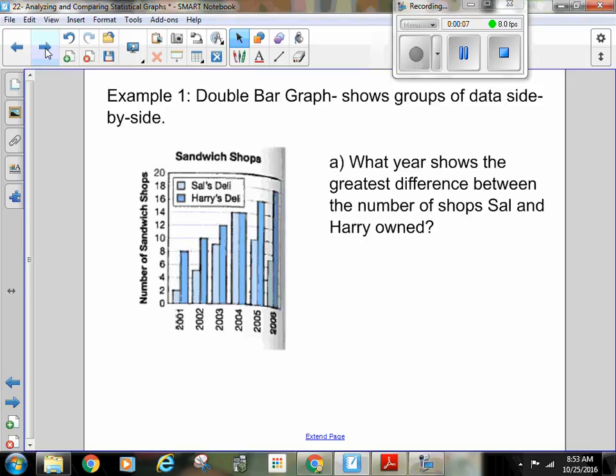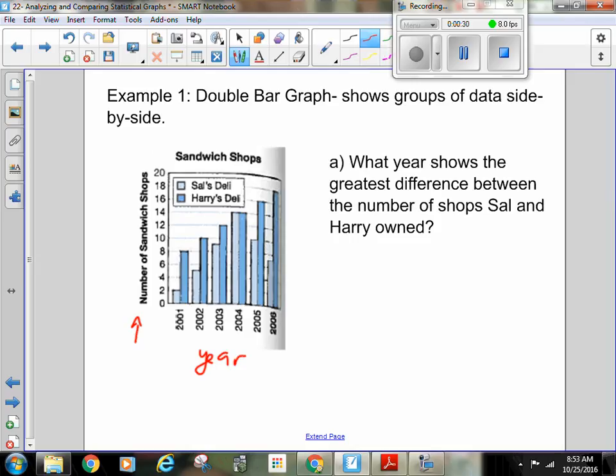Alright, so we're going to look at some different types of graphs. The first one we're going to look at is a double bar graph. This shows groups of data side by side. So you'll see the light blue and the dark blue are comparing Sal's deli versus Harry's deli. And we see based on the indications here, it says the number of sandwich shops over the year.